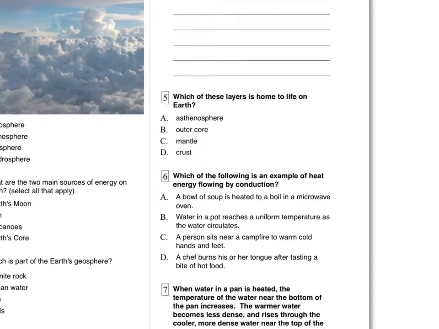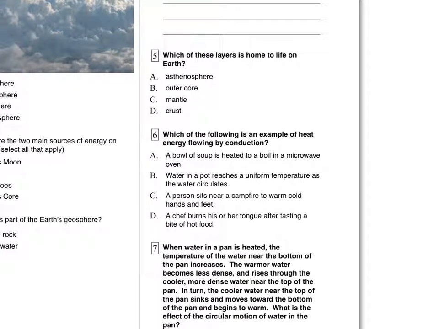Number 5, which of these layers is home to life on Earth? That would be the crust. The outer core, the mantle, and the asthenosphere are all way below the crust, so obviously we are not living there.